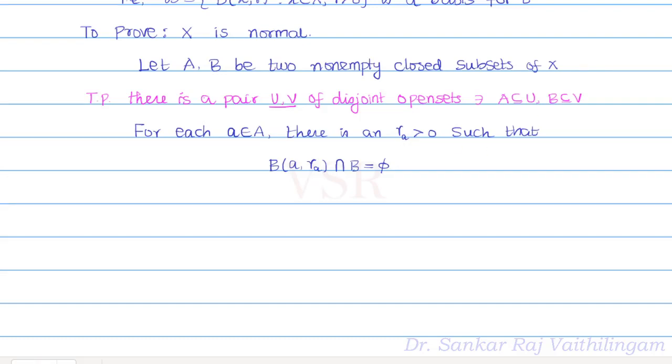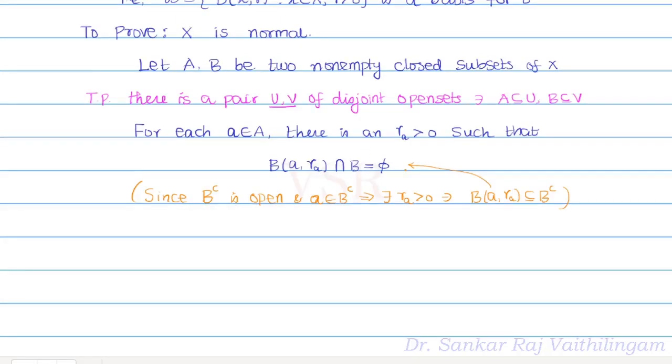Why does this happen? It is always true because B complement is open, and this element a lies in B complement. Therefore there exists r_a positive such that the ball with center a and radius r_a is contained in B complement. This is equivalent to the condition above. So for each a belonging to A, there is an r_a positive such that the ball with center a, radius r_a, intersection with B is empty.